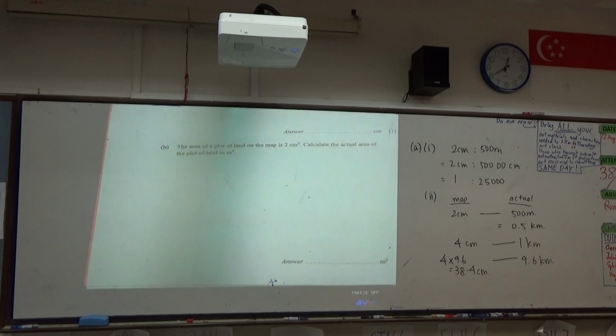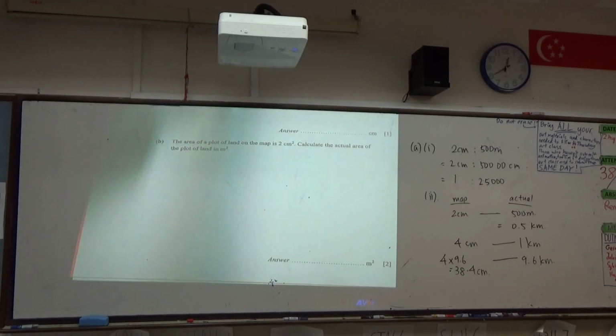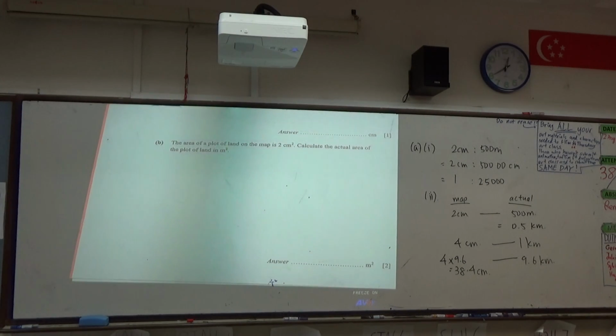Part B. We are given that the area of a plot of land on the map is 2 cm square. Calculate the actual area of the plot of land in meters square. Unfortunately, some of you are still lost in terms of area scale. What we have for part A is actually all in length. So we need to convert length scale to area scale first.